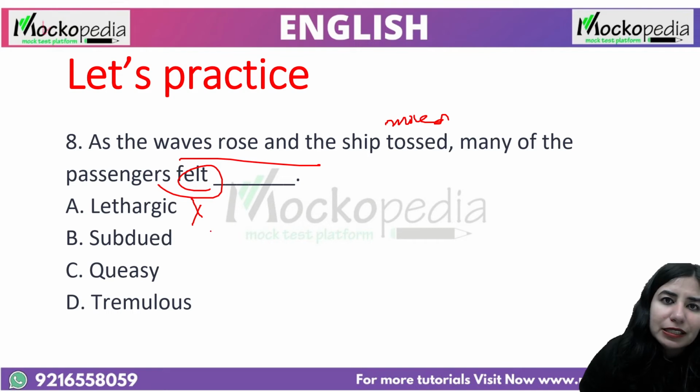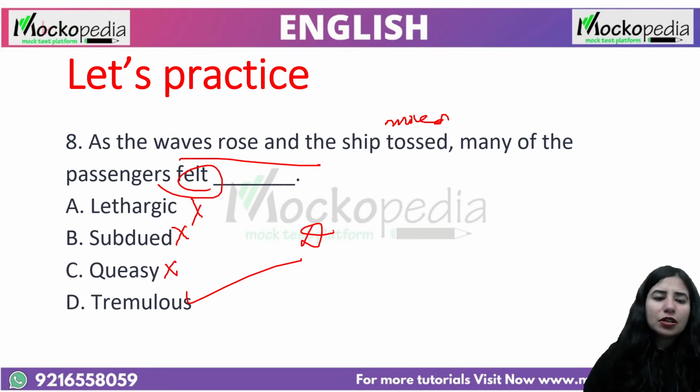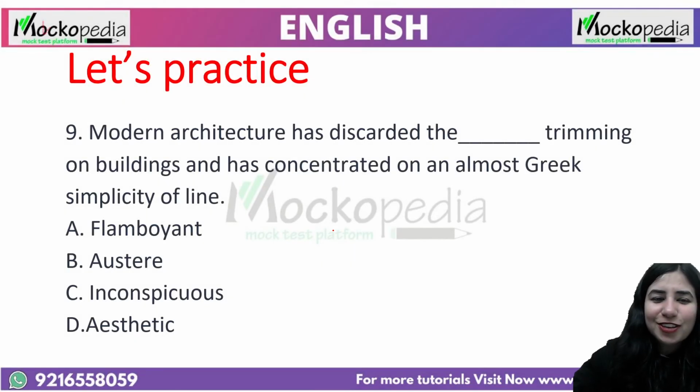Subdued is a person who can easily be subjugated, right? आसानी से जिसको दबाया जा सके. Queasy is uneasy, so that goes out. Tremulous, झटके लगेंगे. So D would be the right answer. Easy question. We just need to get the rhythm of the statement right. Right? So let's try the next one. Please give it a shot and then we are going to discuss.